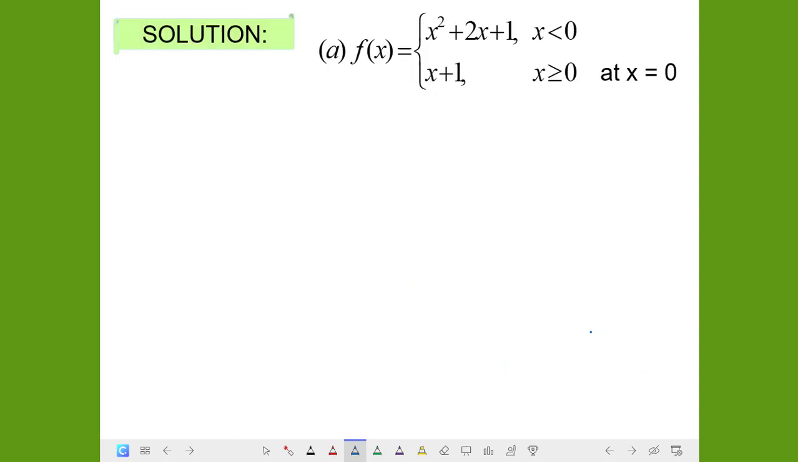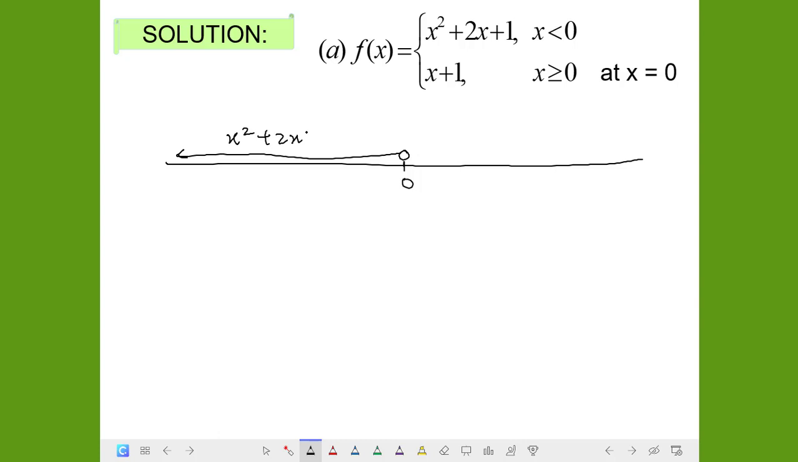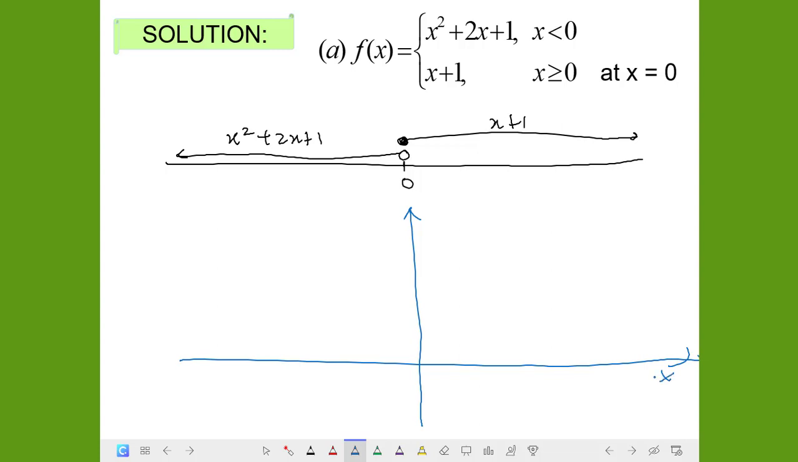How to sketch the graph? Transfer to a number line. This is 0. When x is less than 0, the function is quadratic. When x is more than or equal to 0, this is a straight line, or linear. So sketch here: consider the y axis, the x axis, and this one is 0, the origin.